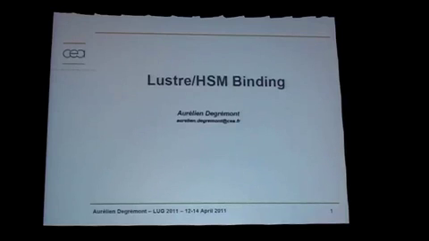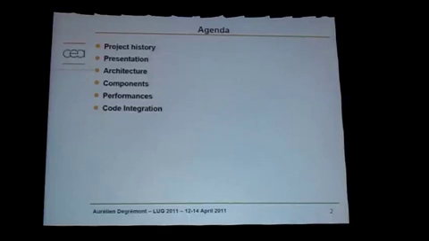So this presentation is more or less an update on the Lustre HSM Binding project, to give you the latest information we have around it regarding the different events that happened in the Lustre community and around the Lustre version. I will go quickly over the project history. After that, a presentation of the components, how this works, for those who don't know yet, or to have a better view and remove some mistakes that are commonly made around this project. And at the end, a very early performance result, and a bit of information about how we would like to integrate this code.